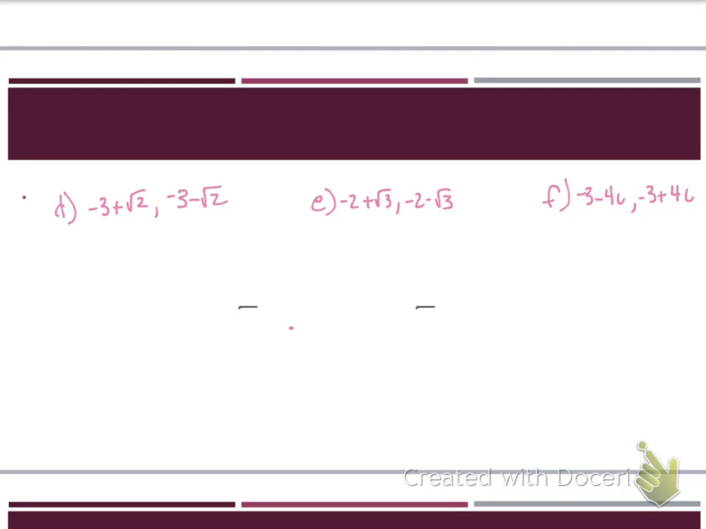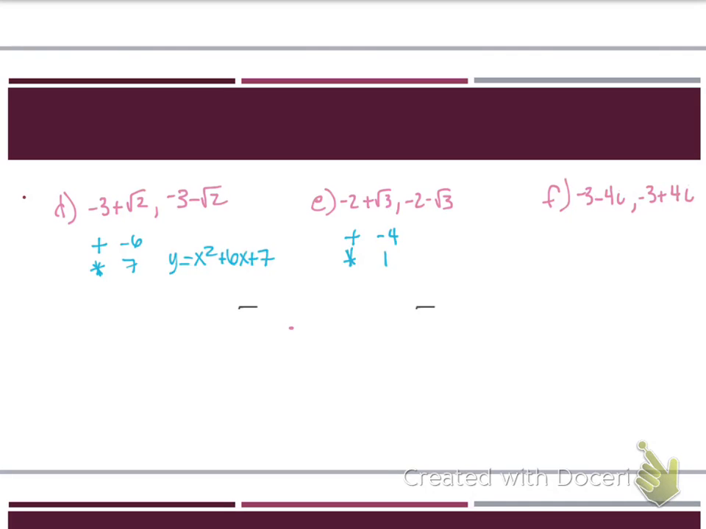Okay, my next one here, we got add, multiply. I add, I get negative 6. I multiply, I get 7. So y equals x squared plus 6x plus 7. The next one, add, multiply. I add, I get negative 4. I multiply them, I'm going to get 1.